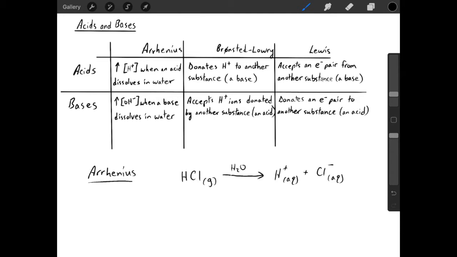Under the Arrhenius model, HCl is an acid. When you add it to water, it produces H+ ions, and that means the concentration of H+ in the water goes up. And by a similar kind of argument, sodium hydroxide is going to be an Arrhenius base. When you dissolve sodium hydroxide in water, it produces OH- ions, and that increases the concentration of OH- in the water.